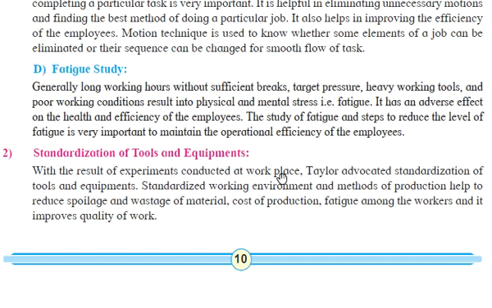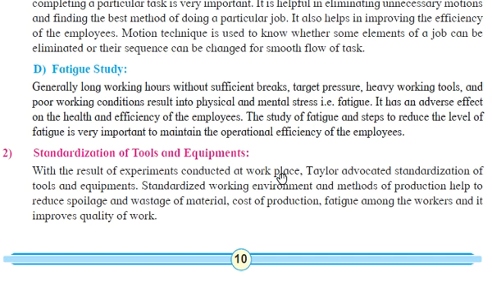And fatigue study. Generally long working hours without sufficient breaks, target pressures, heavy working tools and poor working conditions result in physical and mental stress. This will create fatigue. So the management studies all these problems and how to control them, as fatigue has an adverse effect on the health and efficiency of the employee. The study of fatigue and steps to reduce the level of fatigue is very important to maintain the operational efficiency of the employees.